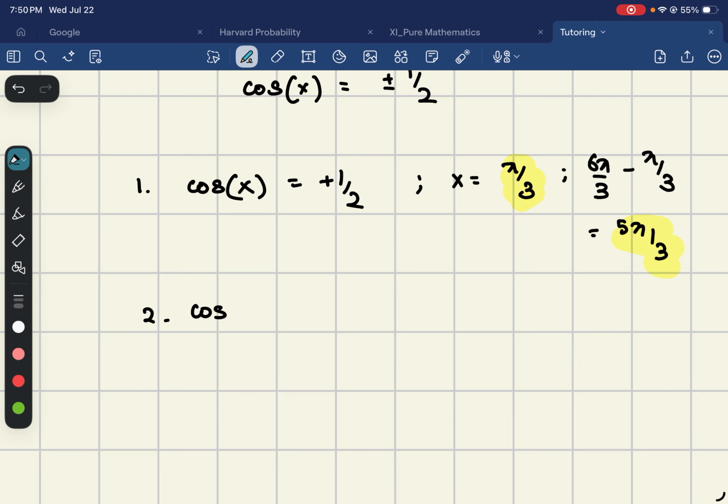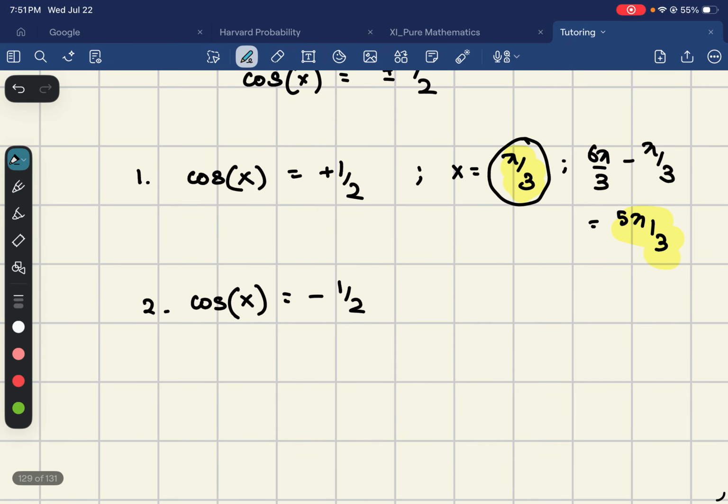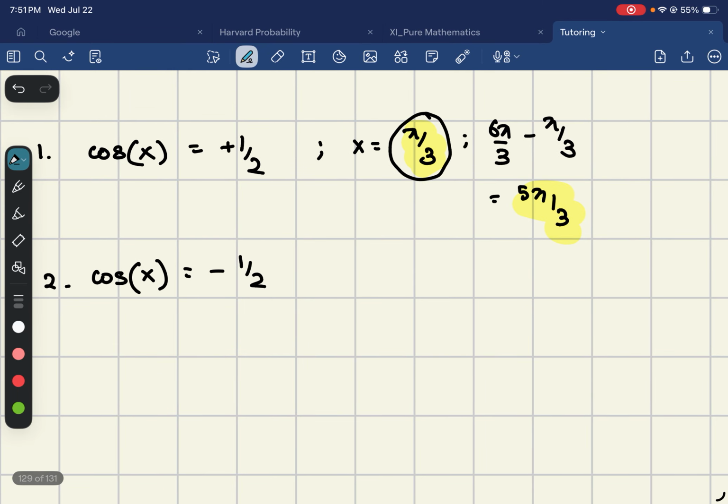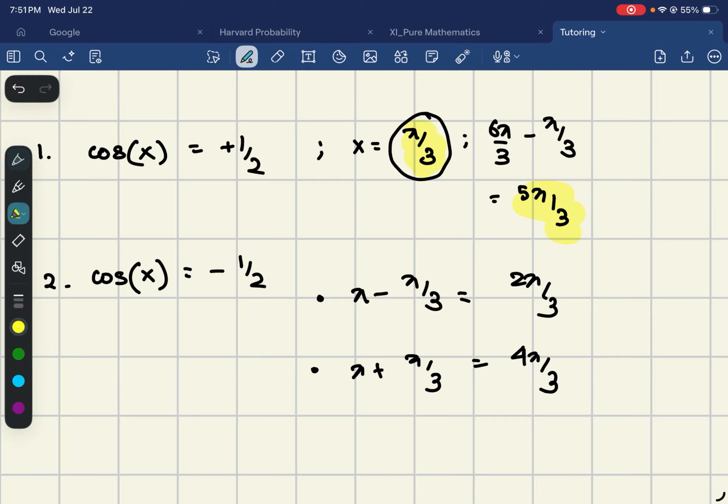And the other possibility is that cosine of x is negative half. And cosine is negative when it's in the second quadrant and in the third quadrant. And we know our acute angle, 60 degrees. So if we know our acute angle that gives half, if it's positive half, then we can quickly find the angles at which I get negative half. Well, one of the angles is going to be pi minus pi by 3 in the second quadrant. And the other angle is going to be pi plus pi by 3 in the third quadrant. So I'm going to get 2 pi by 3 and 4 pi by 3. So my four solutions are pi by 3, 5 pi by 3, 2 pi by 3, and 4 pi by 3.